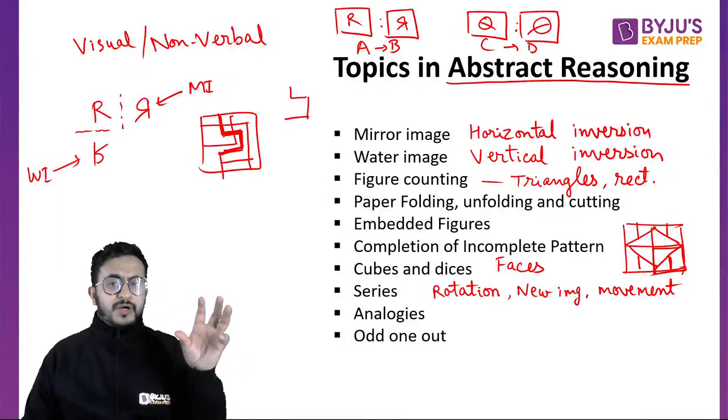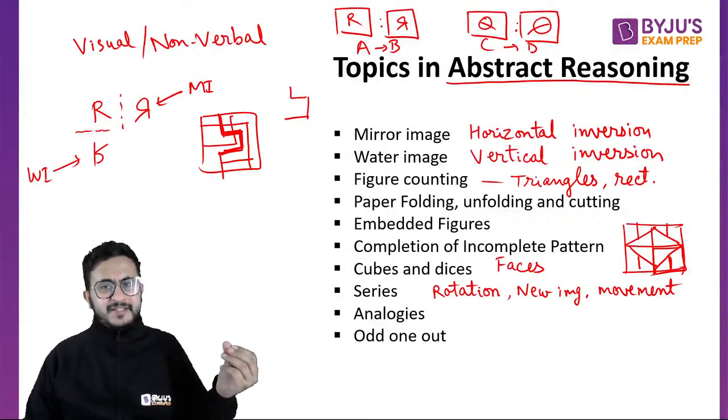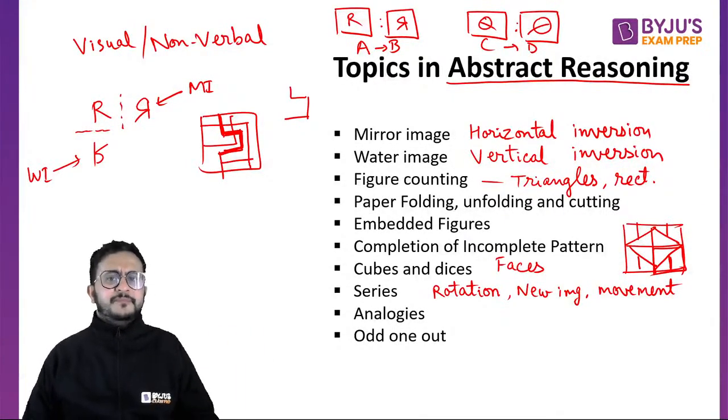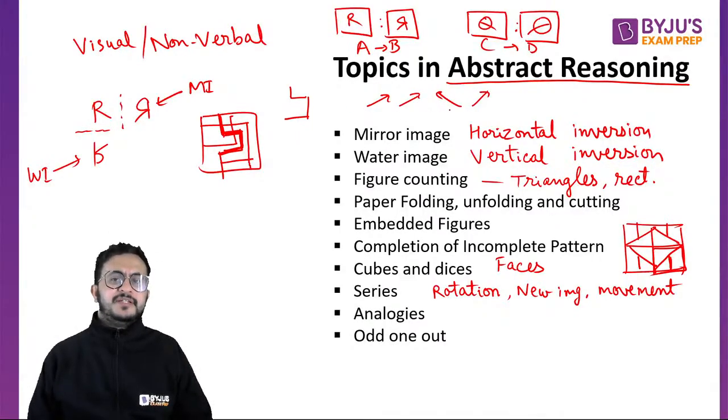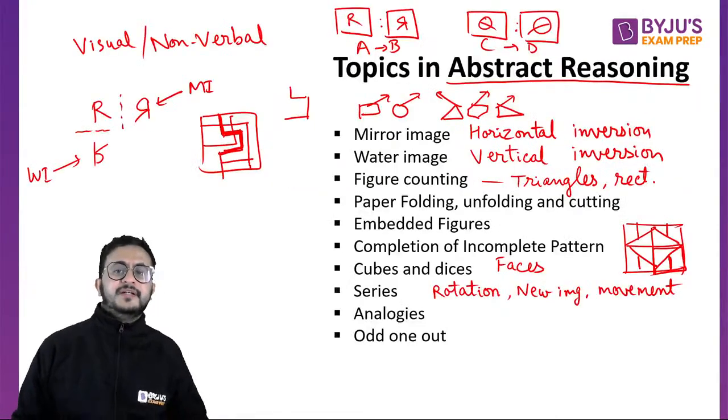Then odd one out. So you are given, let us say, 5 or 6 images, and one of them is the odd one out. That could be anything. Whatever the relation be, you have to find which one is the odd one out. Let us say in all images, arrows are pointing this side, and in one image the arrow is pointing this side. Let us say you have figures like this. So this one is the odd one out because in all others the arrow is pointing towards the right hand. So these are the types of questions that we have in abstract reasoning.